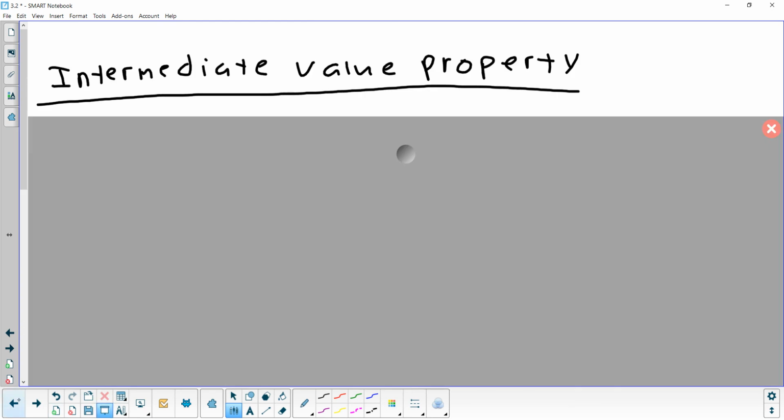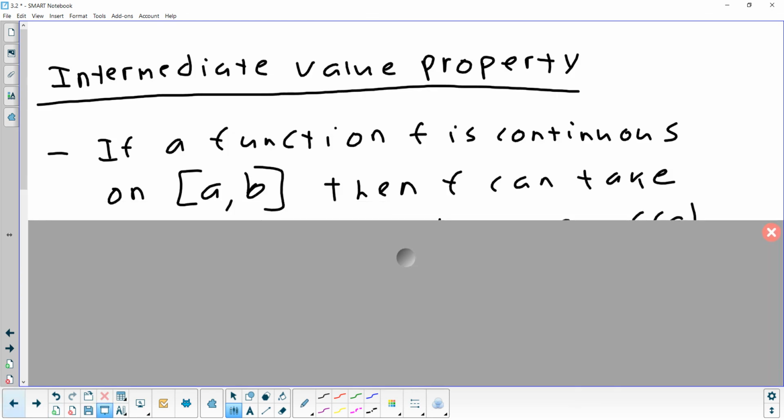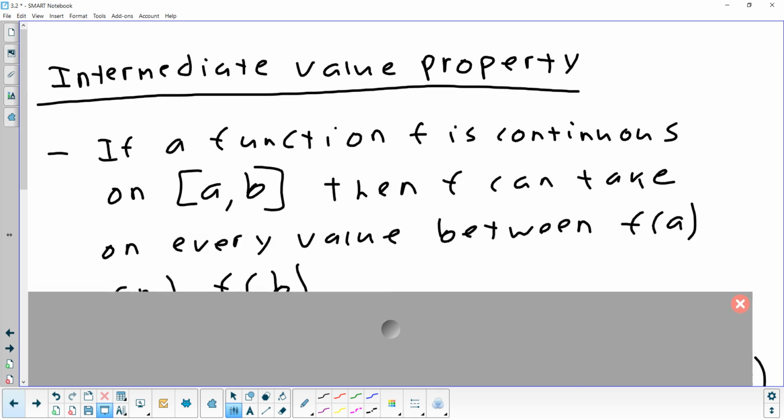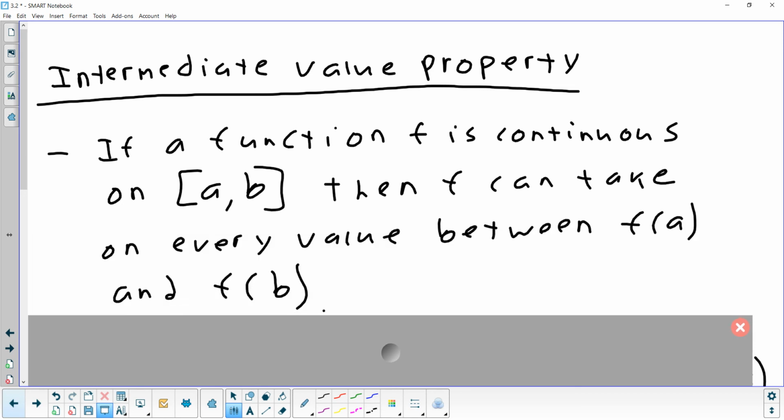So let me write that out a little bit more mathematically. So it starts off by saying if you have a function that is continuous on the interval from a to b, then your function will be able to take on any y value between the y value you get when you plug a into the function and the y value that you get when you plug b into the function.